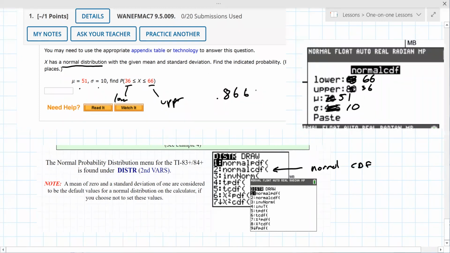I don't know how many decimal places it's asking; 4 decimal places is usually where we go. 0.8664. Okay. And that is the extent of this. Now there's a few little wrinkles we'll talk about.